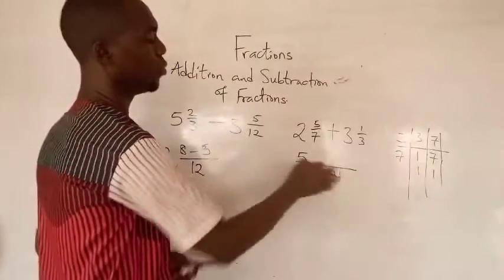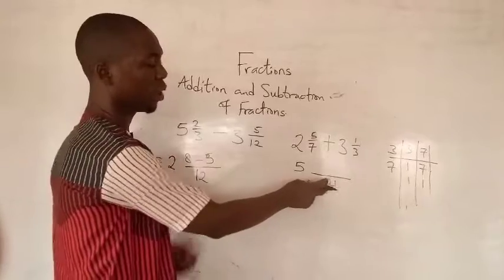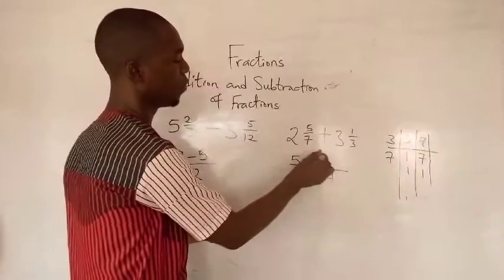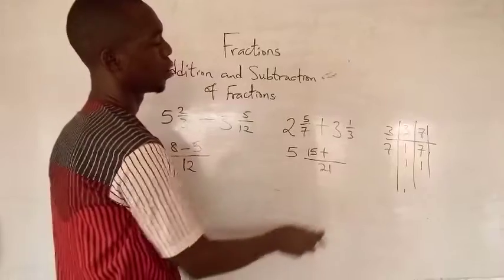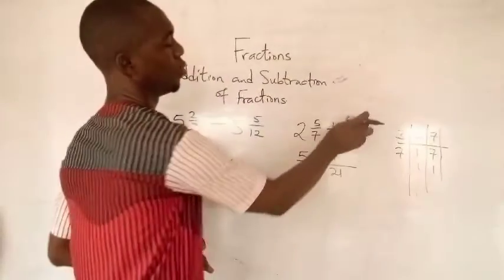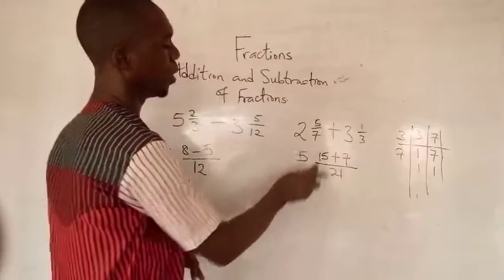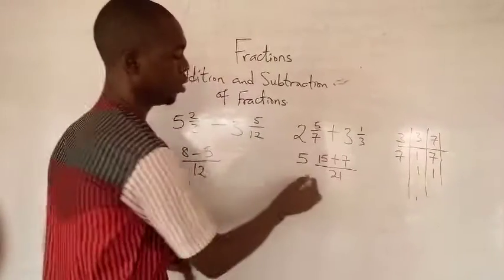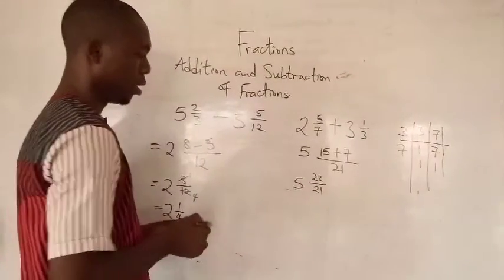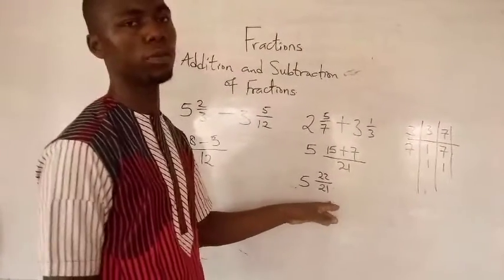Now, the LCM is 21. 7 divides 21, that is 3. Then you multiply that 3 by 5, you have 15. 21 divided by 3 is 7. 7 times 1 is 7. So we have 5 whole number. 15 plus 7 is 22/21.